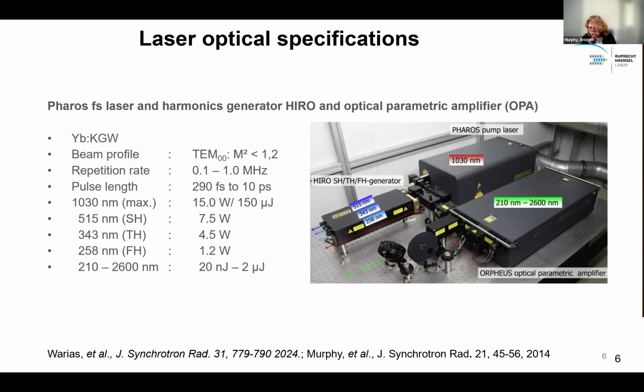There's a hand raised. Jaroslav, have you a question? Yeah, I have a quick question. Bridget, can you control the polarization of the laser from linear to circular, for example, during your experiments?